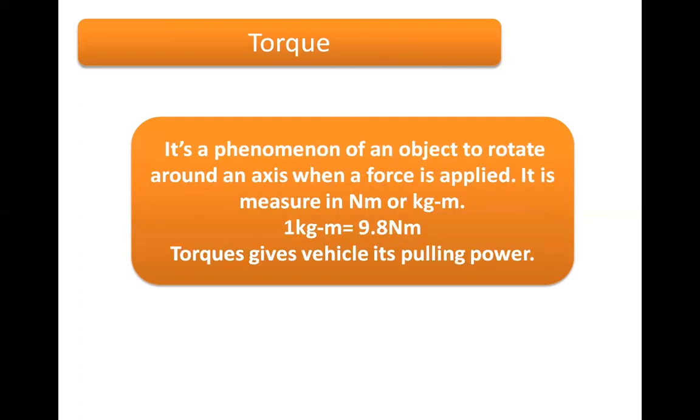Then the next term, torque. These all are the technical specifications of the vehicle. Torque is the tendency of an object to rotate around an axis when a force is applied. It is measured in Newton meter. As all of you know, torque is force into displacement, so the unit is Newton meter or kg meter. 1 kg meter is equal to 9.8 Newton meter. Torque gives the vehicle its pulling power.